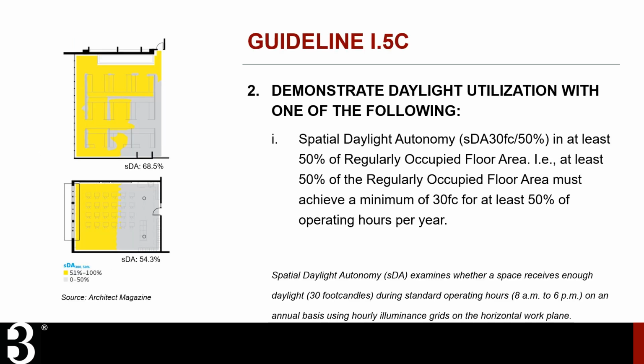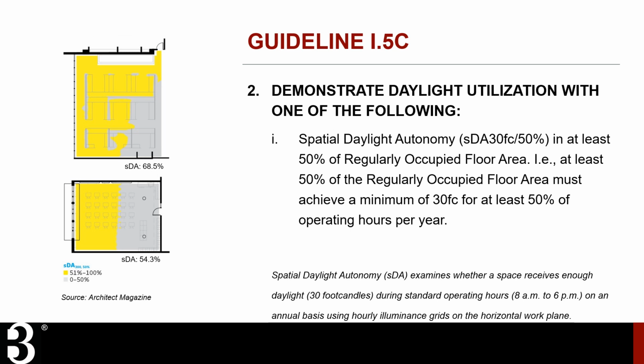The first option for demonstrating daylight utilization is with an analysis of the project's spatial daylight autonomy. This metric examines whether a space receives enough daylight to perform basic tasks without electric lighting, usually 30-foot candles, during standard operating hours, on an annual basis using hourly illuminance grids on the horizontal work plane.